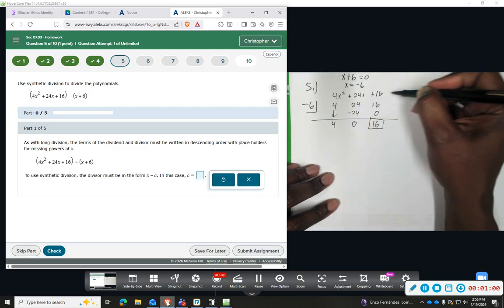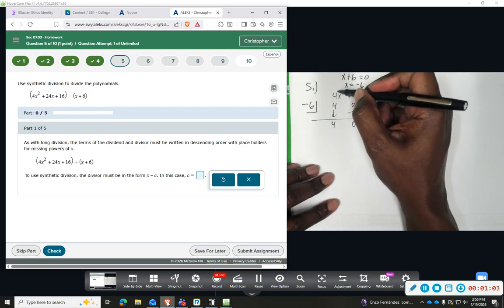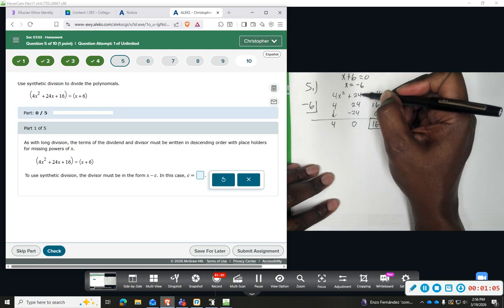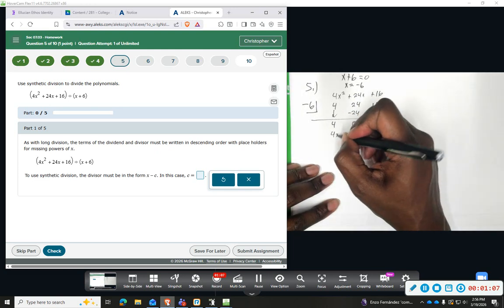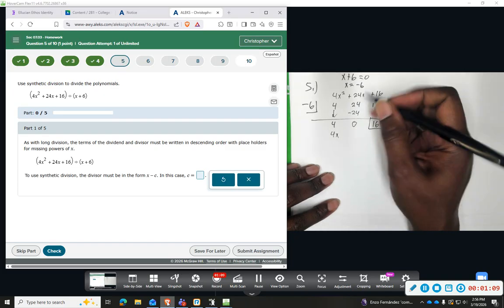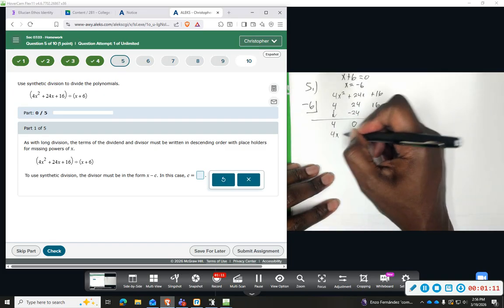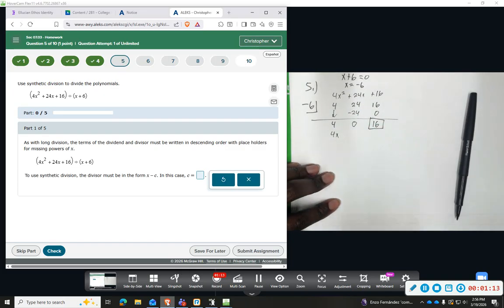If we write our resulting polynomial, we started with x squared. We're going to reduce that by 1, so we're going to do x. So this is 4x, and then that needs to be plus 0. So our resulting polynomial is just 4x, and then we have a remainder of 16.